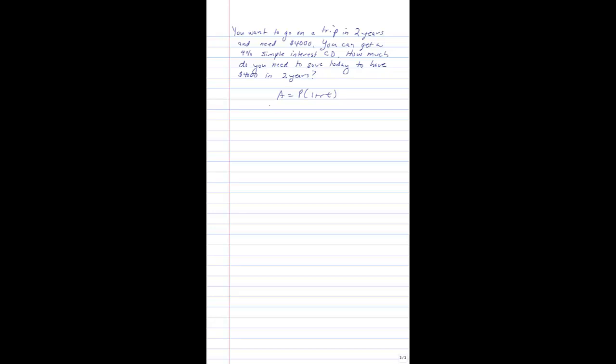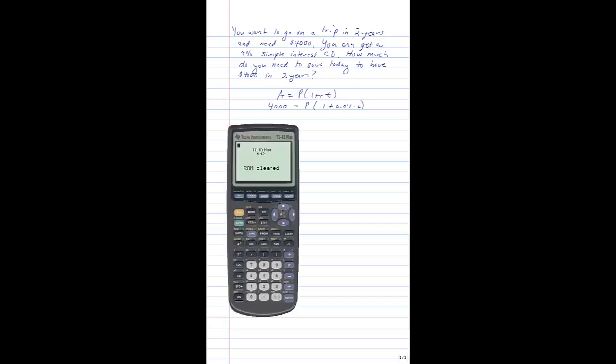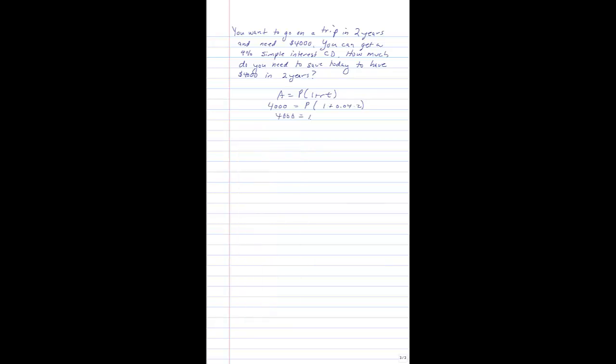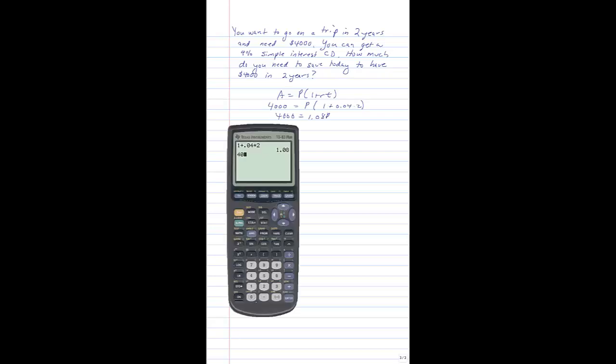I need $4,000 in the future. I want to know how much I need to save today. I'll get 4% interest, and I've got 2 years. So I'm going to bring up my calculator. I'm going to take care of what's in the parentheses first. And so I have 4,000 equals 1.08 times P. So I'm going to take 4,000 and divide it by 1.08.